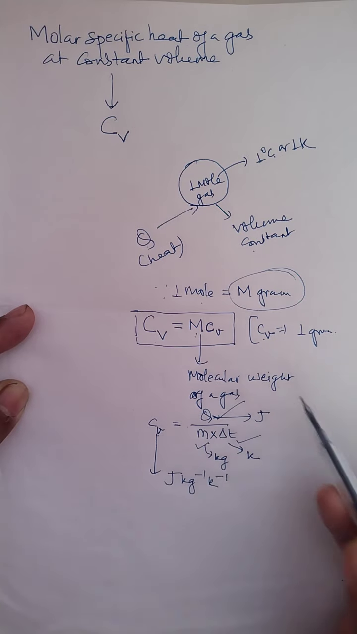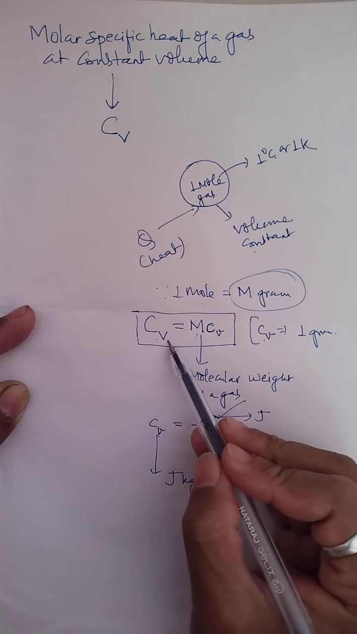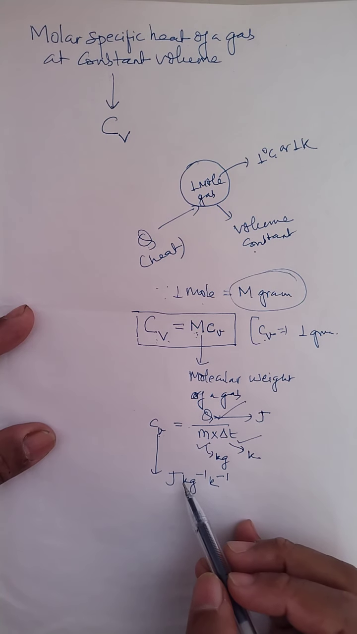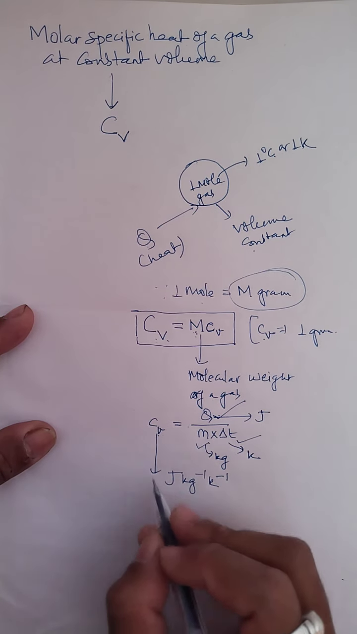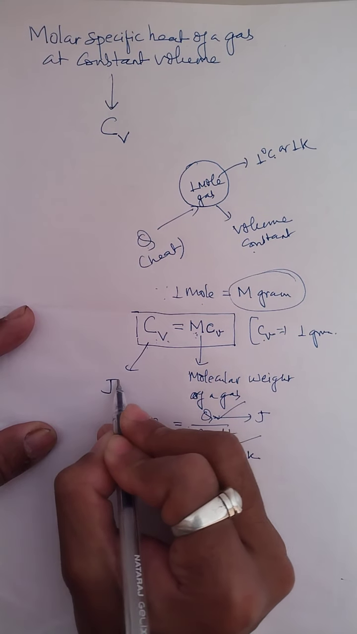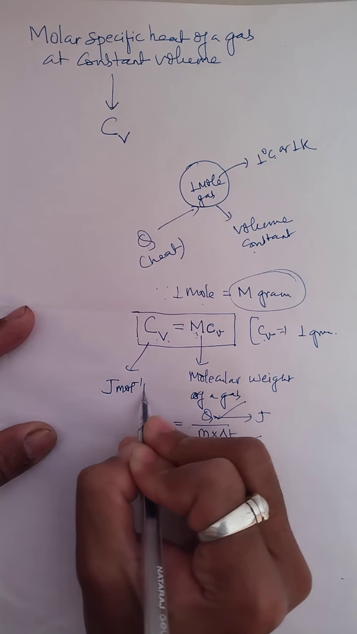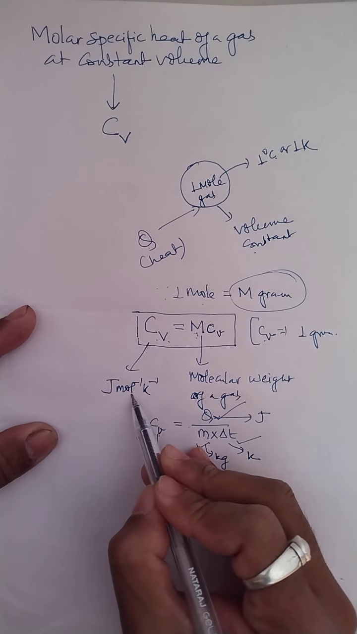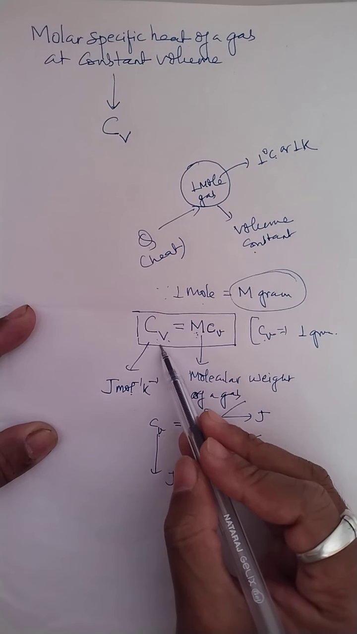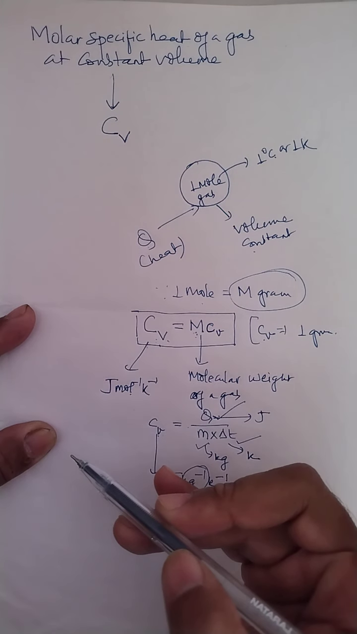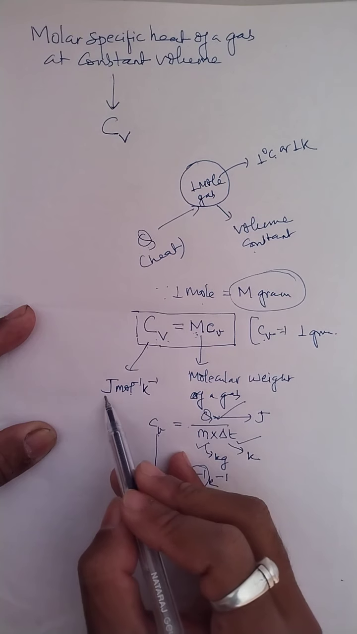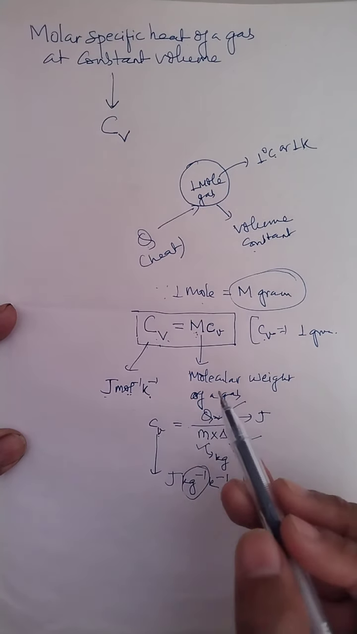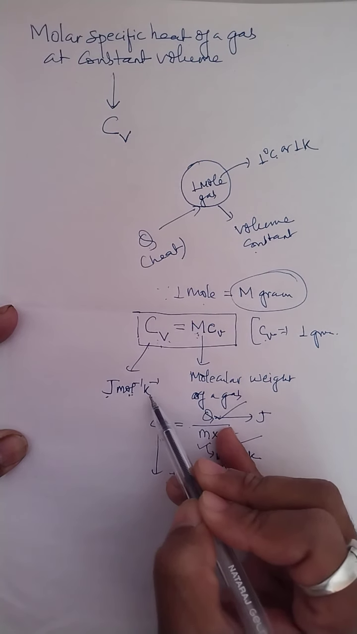But we are actually trying to express the unit of capital Cv, and this is for 1 mole of gas. So the unit can be expressed as Joule per mole per Kelvin. So instead of kg, I write mole, because we define this particular Cv for 1 mole of gas. That's why the unit will be Joule per mole per Kelvin. So look at the unit of molar specific heat at constant volume: Joule per mole per Kelvin.